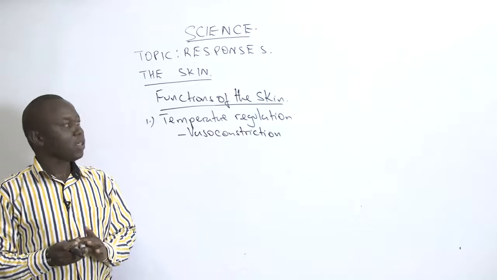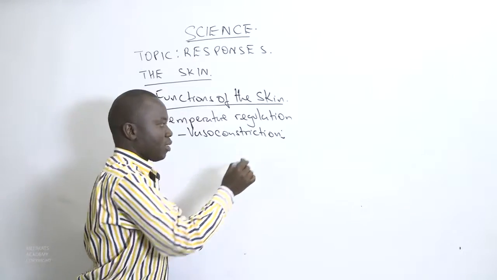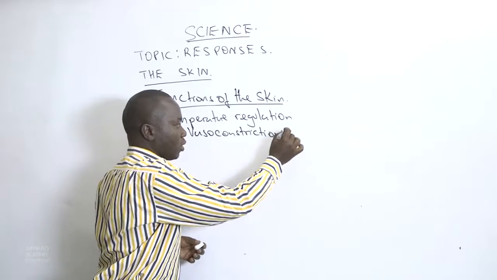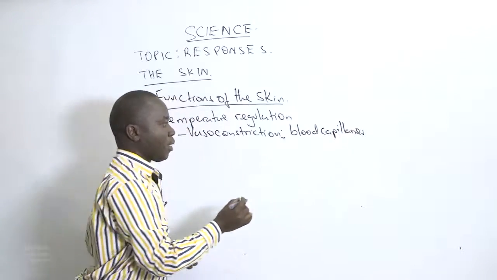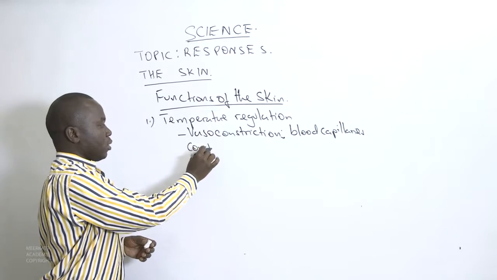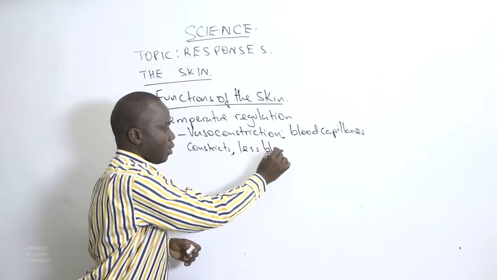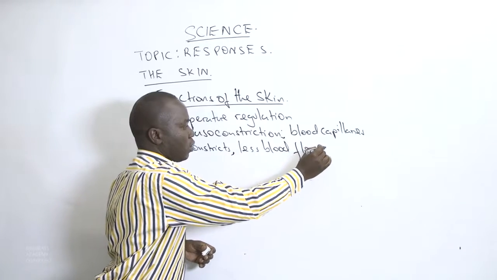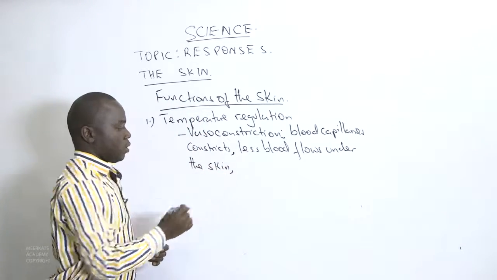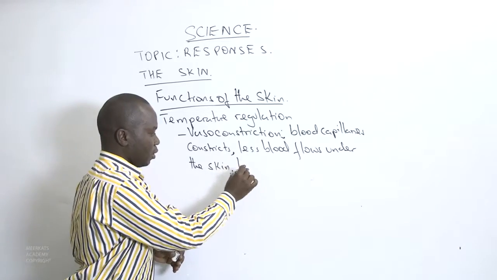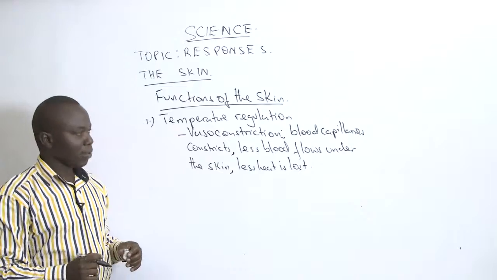So one mechanism in which the skin will regulate temperature is through vasoconstriction. And what is this vasoconstriction? It is where blood capillaries constrict, and in so doing, less blood flows under the skin. So in the process, less heat is lost. Less heat will be lost to the surrounding.